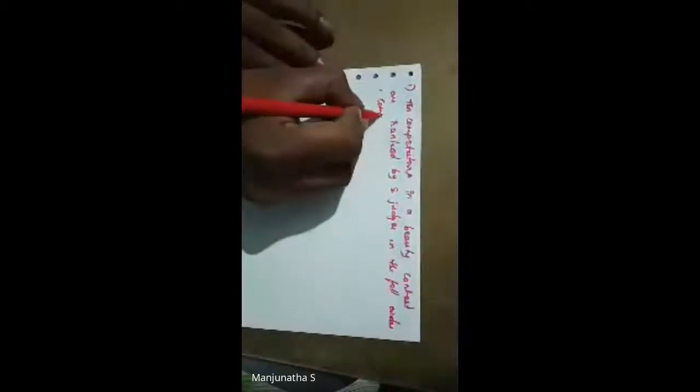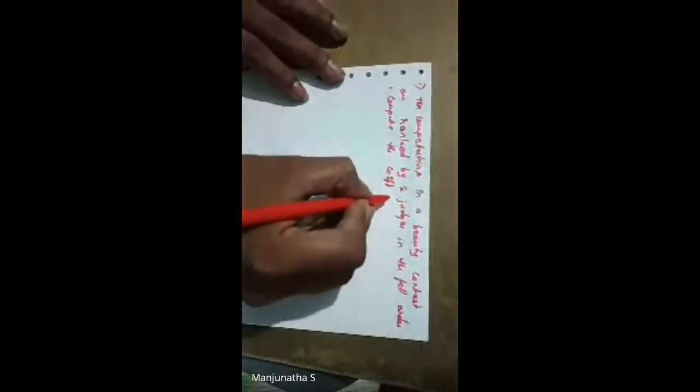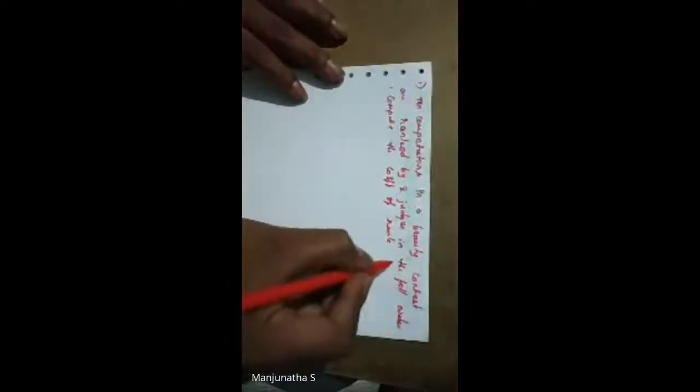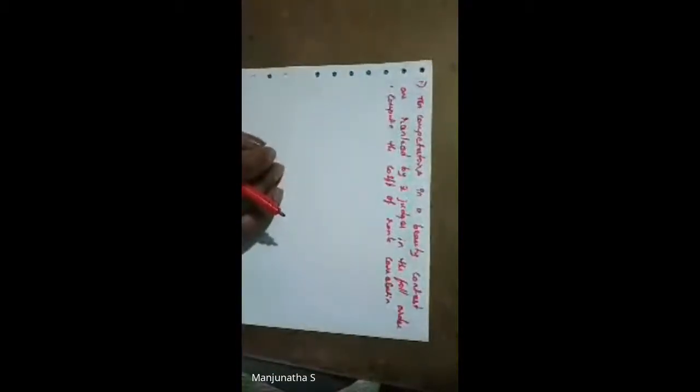So what do we need to find? They have given the rank itself. If they had not given rank, we would need to find rank. Since they have given rank itself, we can directly do it. Compute the coefficient of rank correlation. So we need to find the coefficient of rank correlation here.